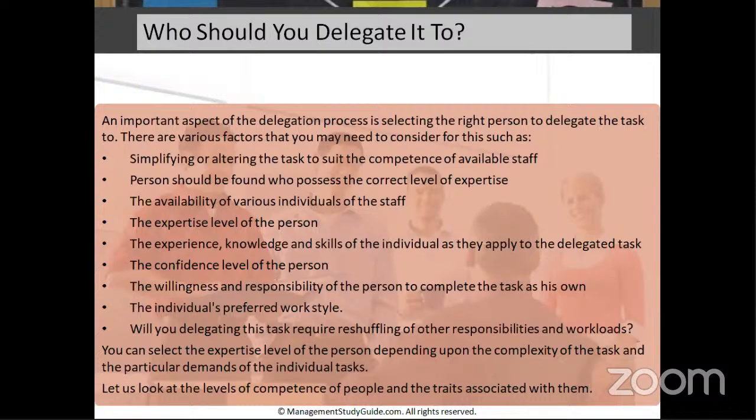Will delegating this task require reshuffling of other responsibilities and workloads? You can select the expertise level of the person depending upon the complexity of the task and the particular demands of the individual task.